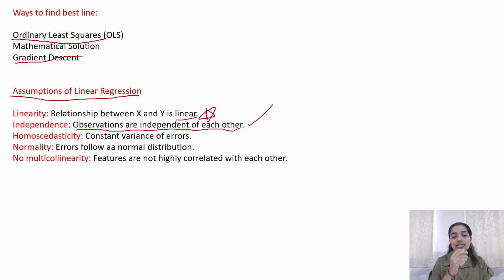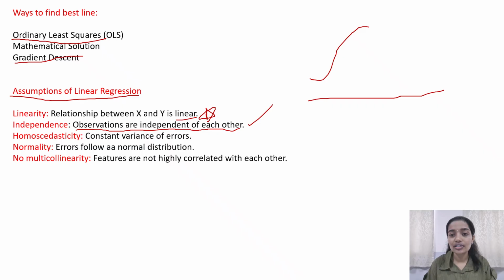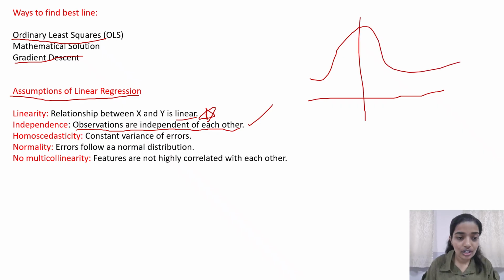Then it also says that the variance of the errors is always constant no matter what the observations are. The variance of the errors will always remain constant. Then the errors follow a normal distribution. What do we mean by normal distribution? A normal distribution looks something like this. So these are normally distributed. The errors are normally distributed. This is what linear regression assumes.